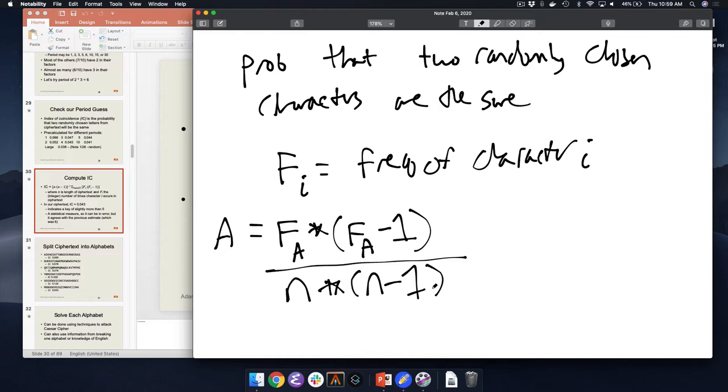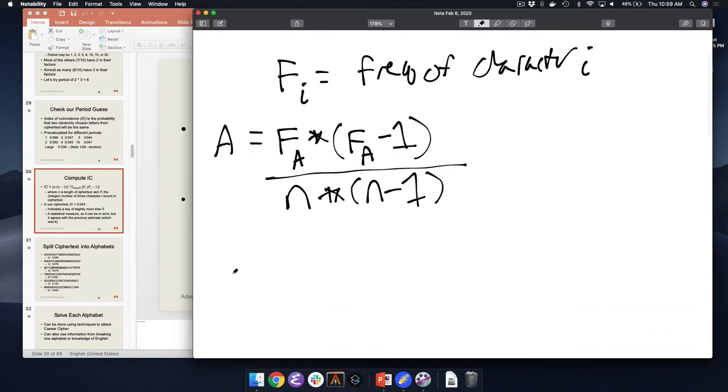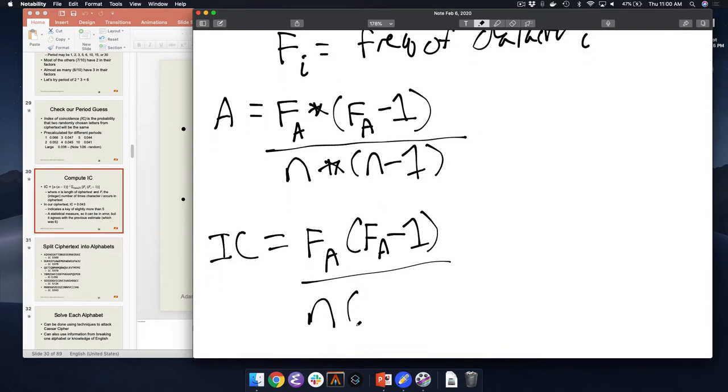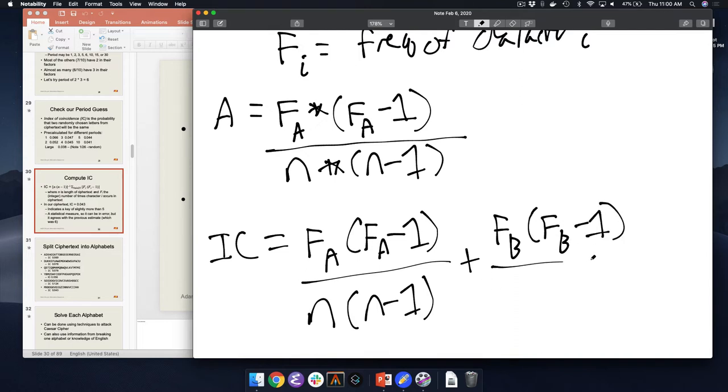What if I wanted to calculate that probability for every single letter in the alphabet? I'm going to call this IC. So I'm going to calculate this for all letters of the alphabet, right? So I could do F of A times F of A minus 1, divided by N times N minus 1, and I'm going to add to this F of B times what? F of B minus 1 over N times N minus 1. Do I need to keep writing this? Good, because I'm running out of room. Okay, so I'm going to dot, dot, dot that.